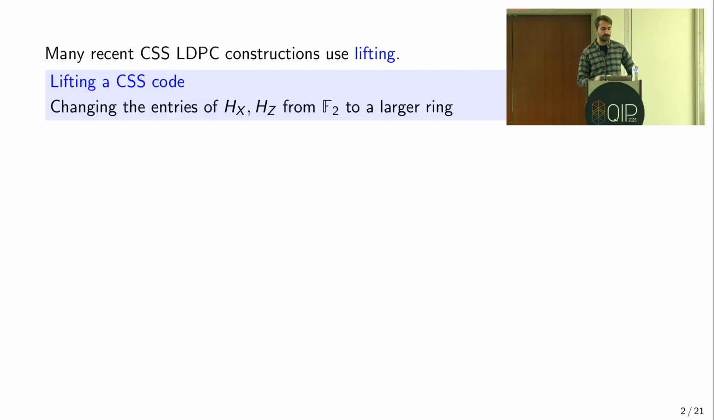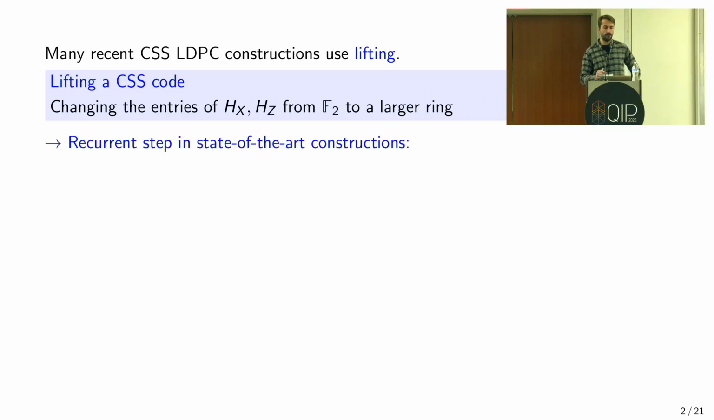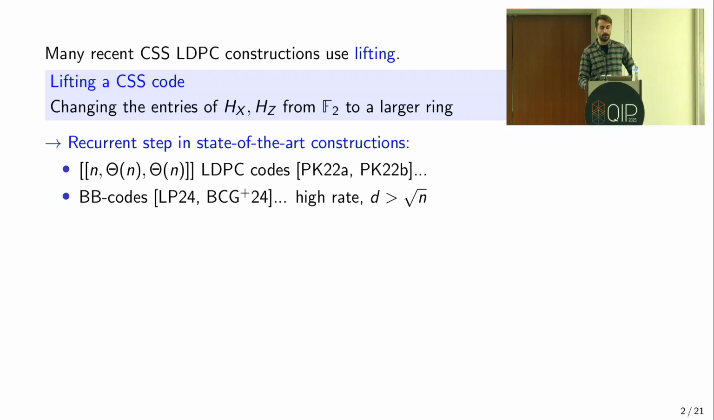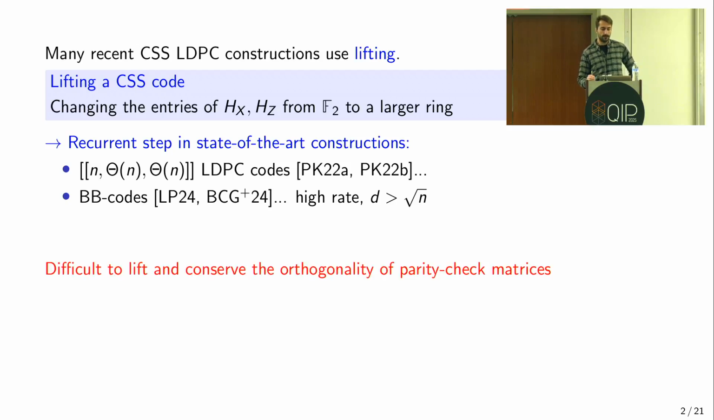Basically, this process just amounts to changing the entries of the parity check matrices from F2 to a larger ring. This is a recurrent step in many state-of-the-art constructions, such as the lifted product codes of Panteleev and Kalachov, or also the BB codes can be seen as doing this kind of process. But it's very difficult to lift a code in general and conserve the orthogonality of the parity check matrices.